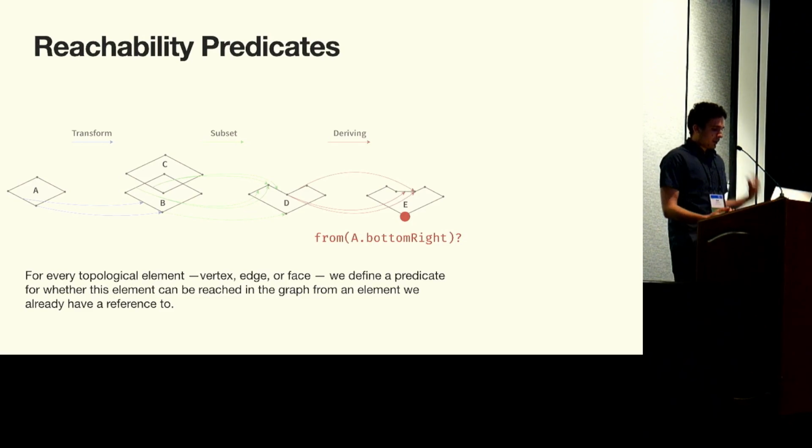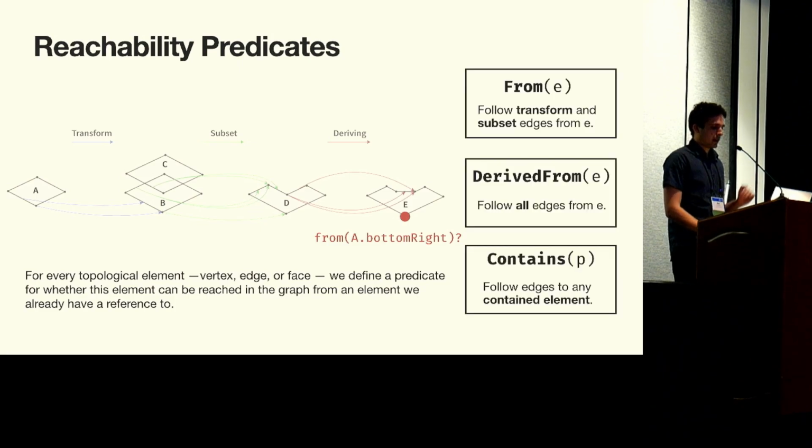The way that we do this is by defining a few different operators that will trace through the graph from higher upstream and determine if a given topological element, which might be a vertex, an edge, a face, what have you, is reachable from the argument to that predicate. Right. So we have three primary ones, and these are from, derived from, and contains. So from follows two different kinds of edges, derived from follows all of the edges, and contains, if you are trying to evaluate reachability to, say, a square, contains will evaluate the predicate to all of the contents of that square, so edges, vertices. If anything inside the square matches, then contains will match.